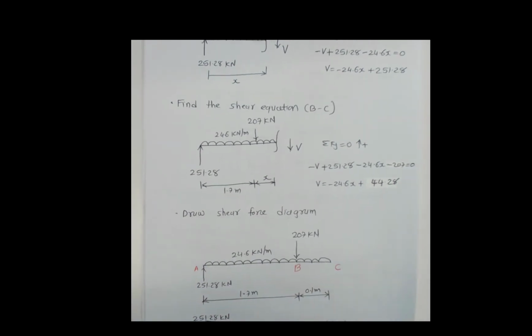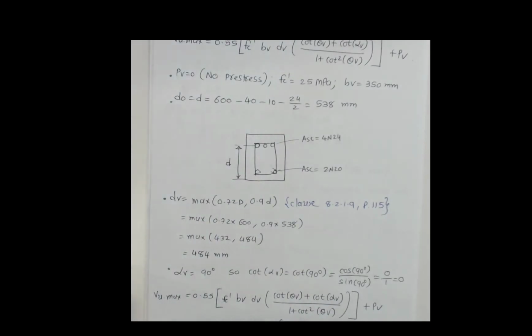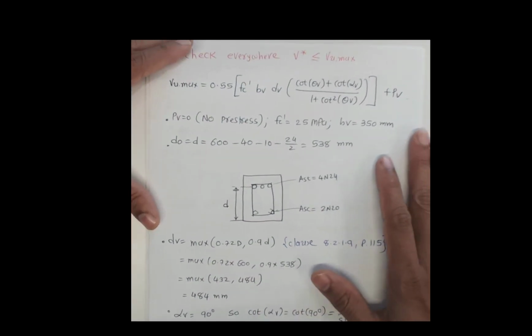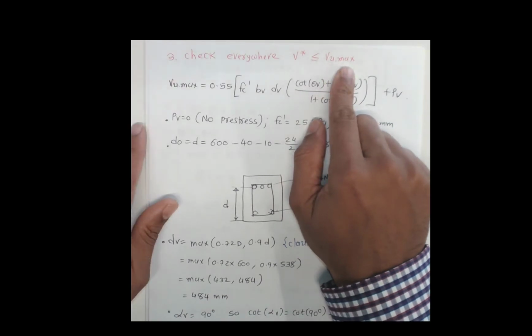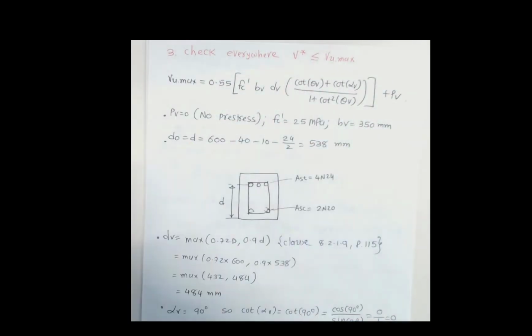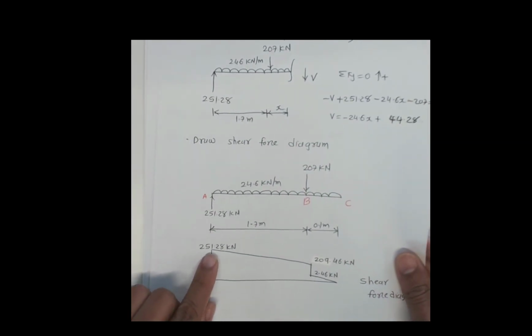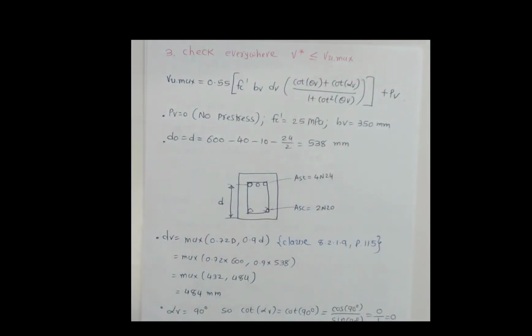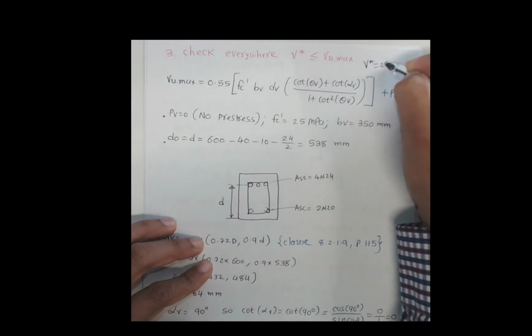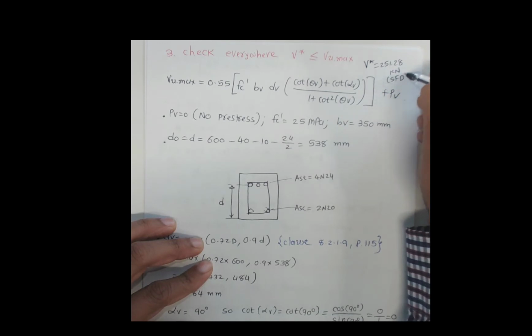Now move on. We need to check that everywhere we have V star less than or equal to VU maximum. Now this V star is coming from the shear force diagram, the maximum shear force, that is 251.28. So we can say that V star is equal to 251.28 kilonewton. That is the shear force diagram.